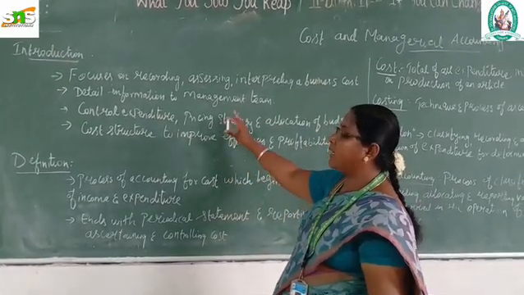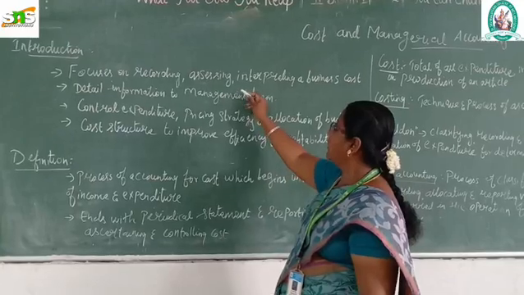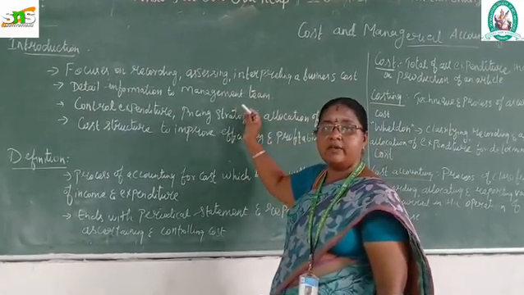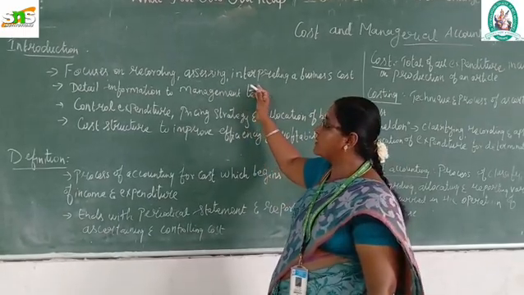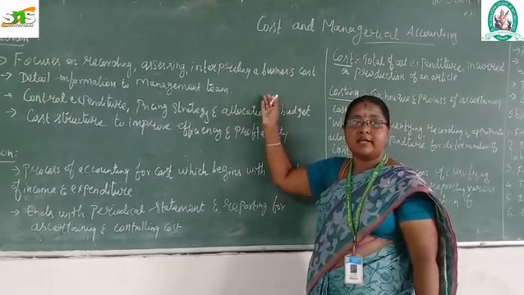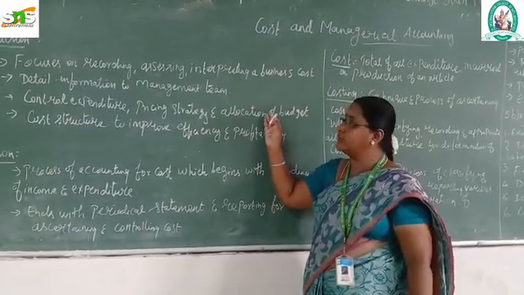Here cost accounting mainly focuses on recording, assessing and interpreting a business's cost. So for each and every product we are fixing a cost. This cost is also mainly focusing on the interpretation of a business. So for each and every business we need to fix a cost.